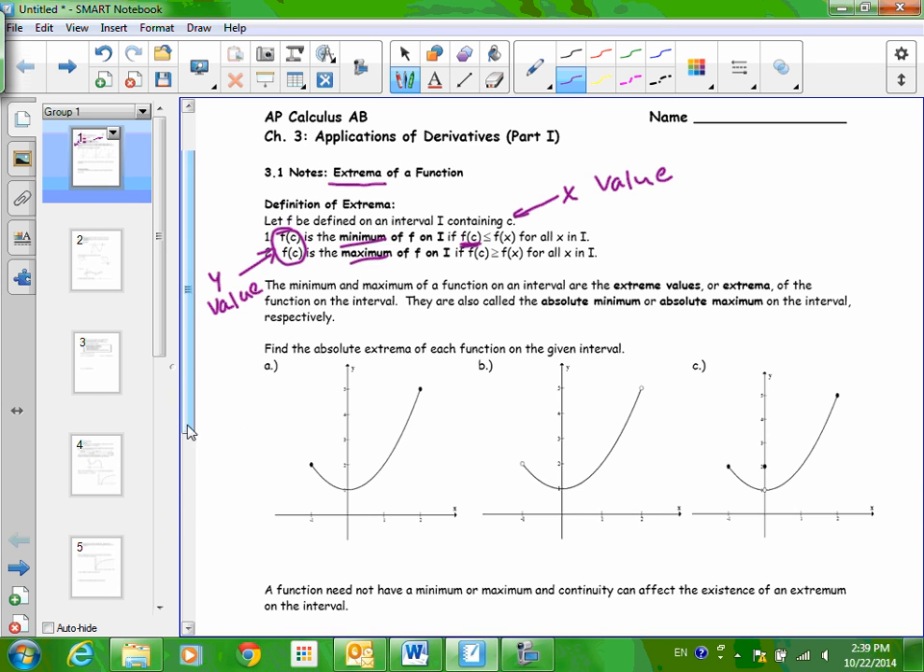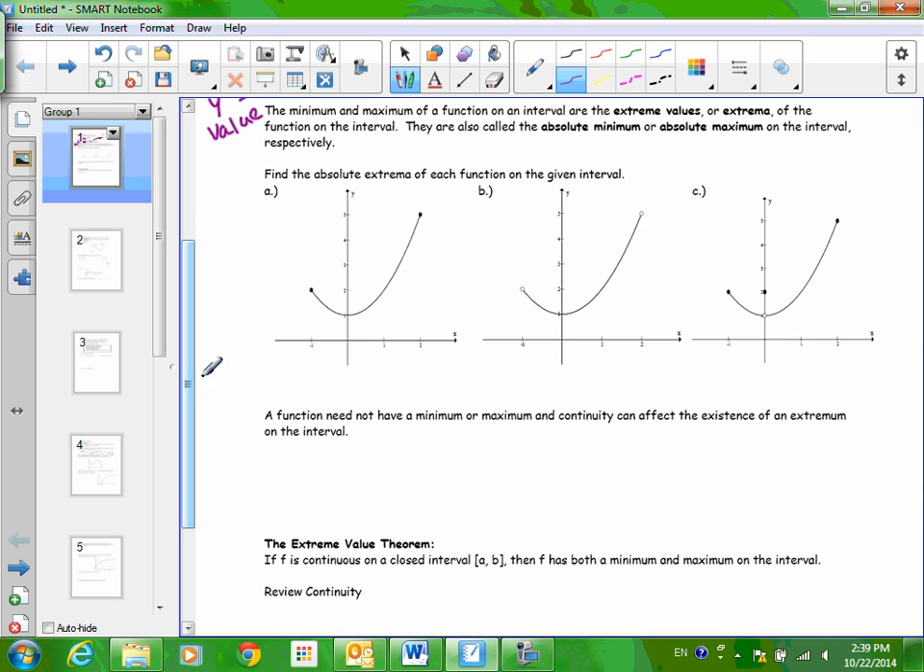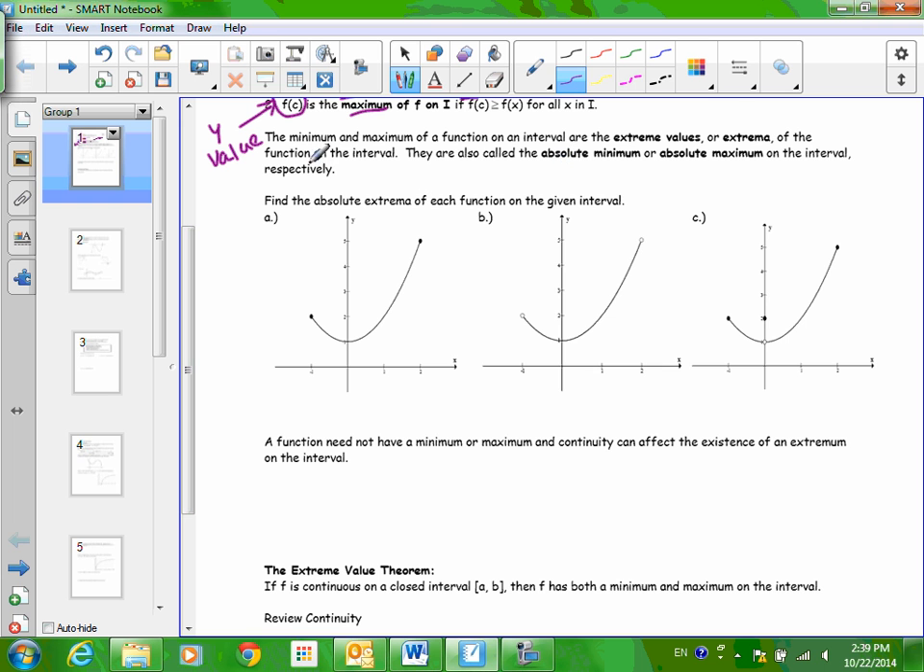So moving on to part A, find the absolute, well, I don't want to skip over this part. The minimum and maximum of a function on an interval are the extreme values or extrema. They are also called the absolute minimum and absolute maximum, okay? Next page, we're going to deal with relative minimum and maximum, and I'll explain the difference. But if there's no word in front, absolute is implied, and that just means the absolute highest or lowest. Okay, so find the absolute extrema.